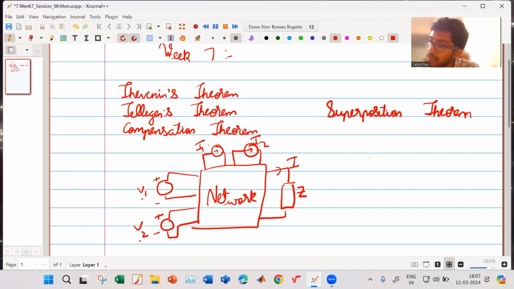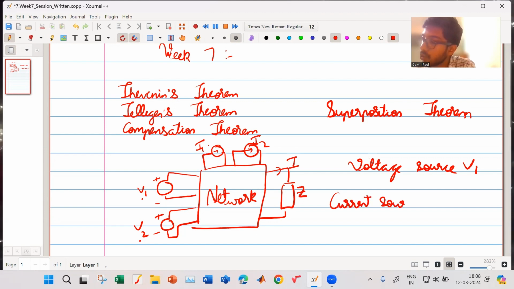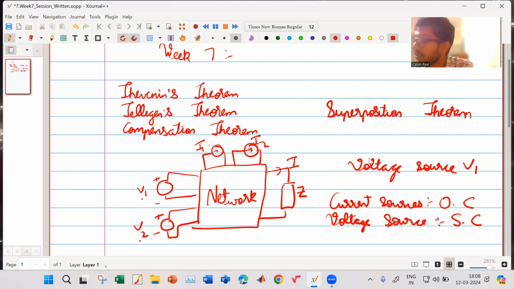Suppose I want to consider only voltage source V1. What will I do to the other sources? We replace the current source by an open circuit, with its internal resistance, which ideally is infinite. And the voltage source you replace by a short circuit.